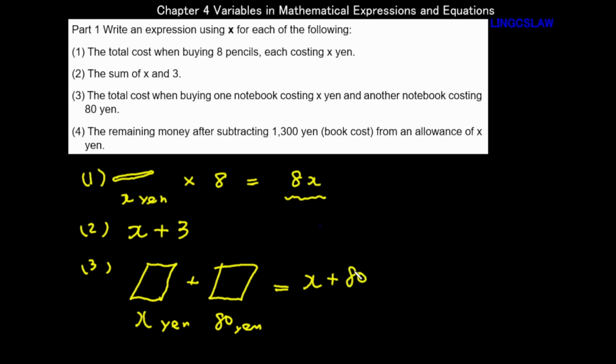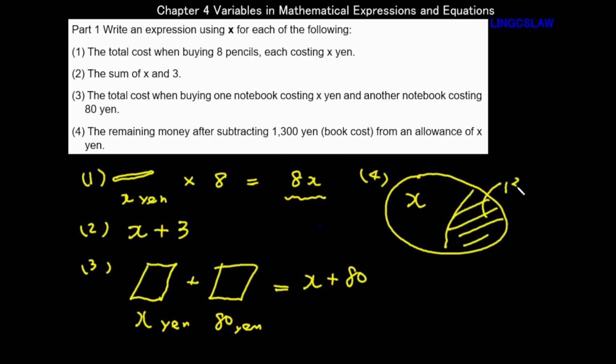Number 4. The remaining money after subtracting 1,300 yen, the cost, from an allowance of x yen. So you have an allowance of x yen, and you used 1,300 yen. So the answer is x minus 1,300. Okay. Now let's go on to part 2.